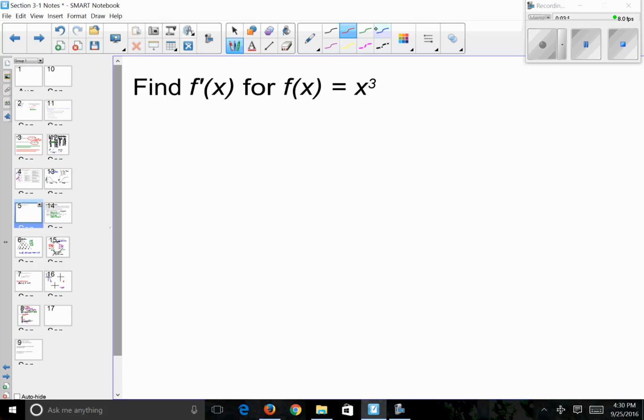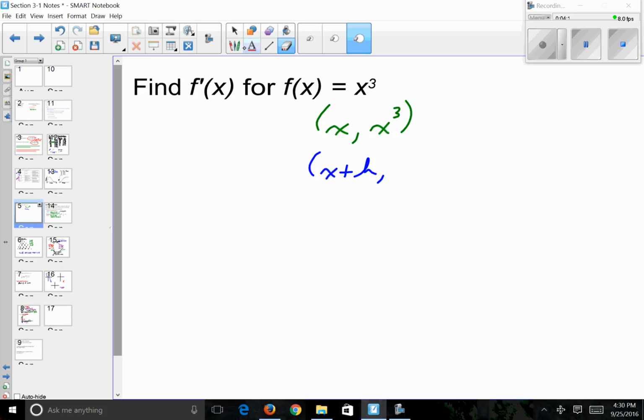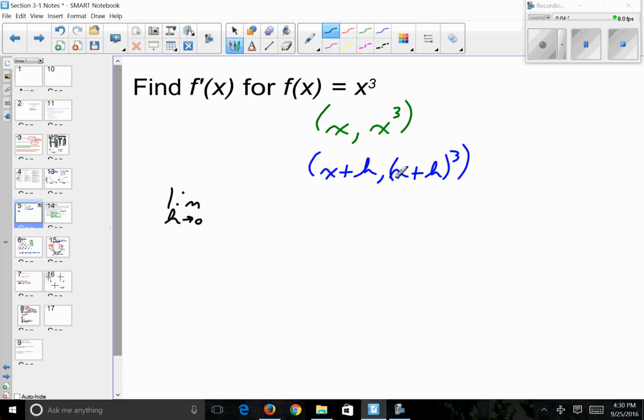So for example, if I wanted to find the derivative, or f prime of x, for x cubed, if you notice, we're not given a point of tangency, so we use an unknown point, which would be at x, x cubed. And then I would need a second point that I would do by adding h to the x, which would then be at x plus h, quantity cubed for the y coordinate. So then I want to move the 2 points closer together, finding the slope between those 2 points, change in y's, and then the change in x is just h.